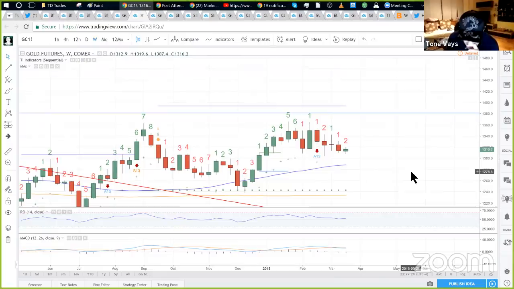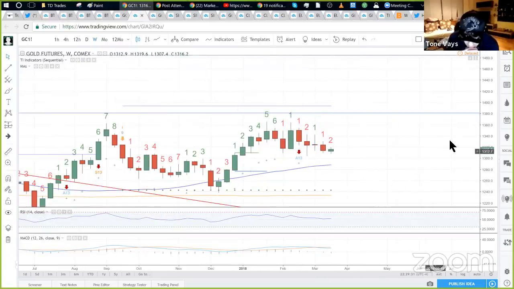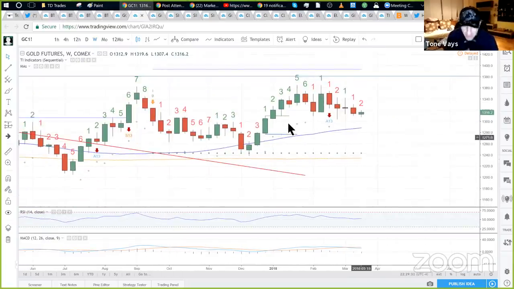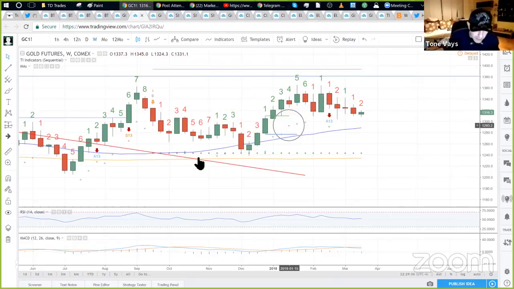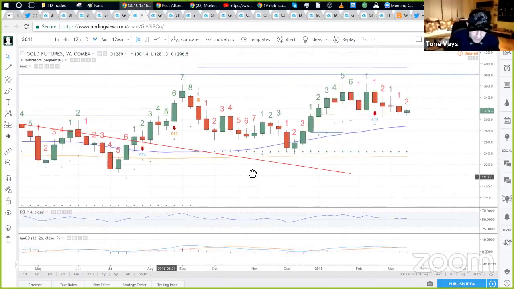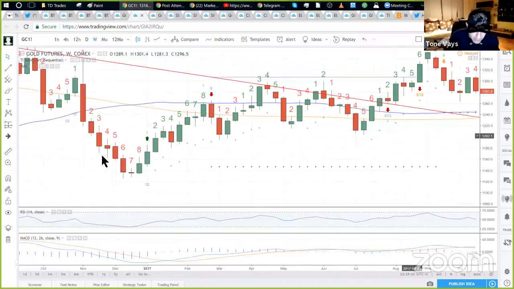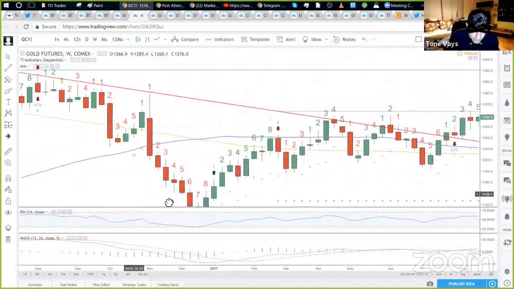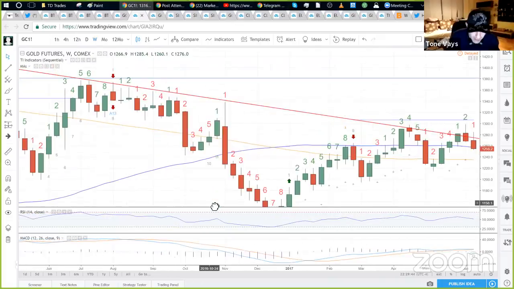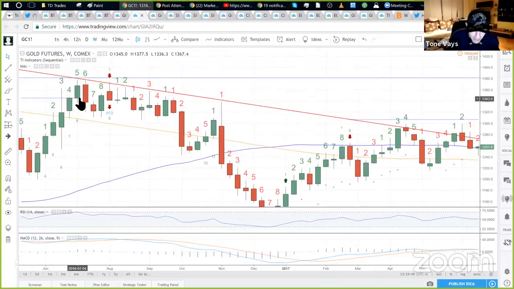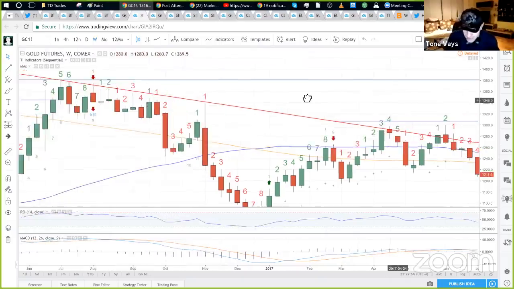Wow, that's a lot of pluses. The pluses are the deferred 13. And Jesus, how far back do they go? Oh my goodness. This thing is going to be deferred for a while. Wow. So we have to close above 1360.